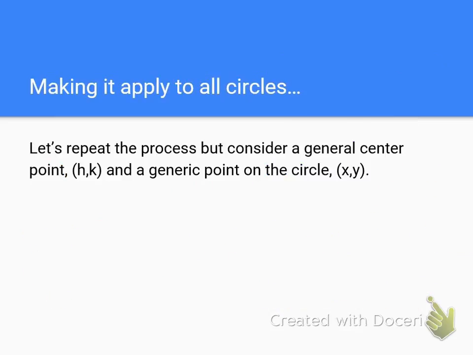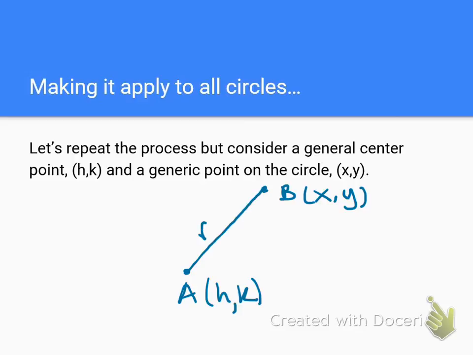So let's repeat this process that we just did, but instead of having a point of, say, 8, 6 for the center, let's just say A is a general center point, and we'll label it H, K. And then for a point on the circle, just a general point for B. We don't know exactly what the point is, so let's just call it X, Y. This will represent any of the points that are a distance of R away from the center.